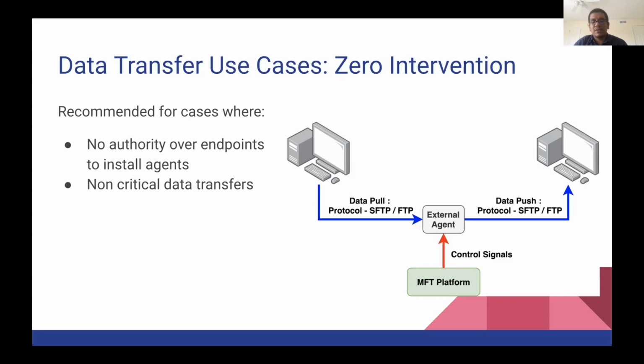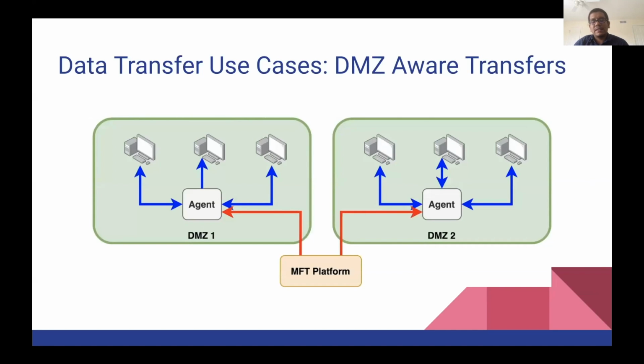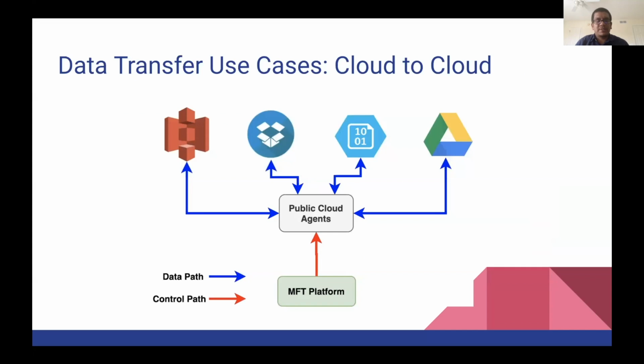This could be useful, as I mentioned earlier, in cases where you don't have any authority, and the sensitivity of the data is not that critical. This is another extension of the zero intervention transfers. You might be able to define DMZ boundaries inside the MFT platform. The MFT platform is smart enough to keep the data inside these DMZ boundaries and select the right agent to transfer data in between the storage endpoints.